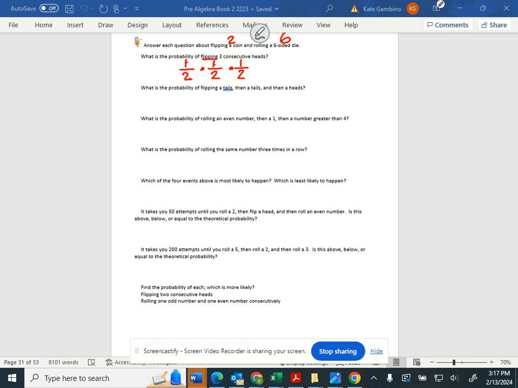1 times 1 times 1 equals 1. 2 times 2 is 4, times 2 is 8. So if we have more than 2 events, we still multiply going across. 1 times 1 times 1, 2 times 2 times 2, we get 1 over 8. We divide, 1 divided by 8 gives us 13%.